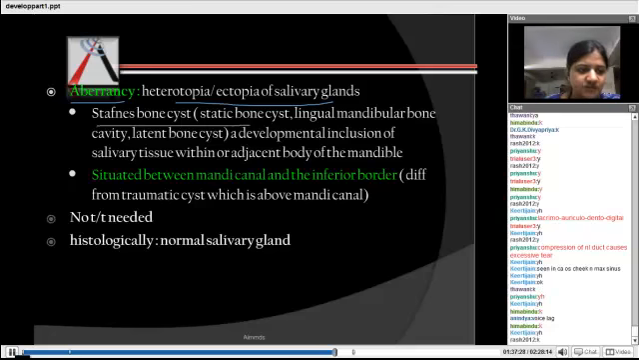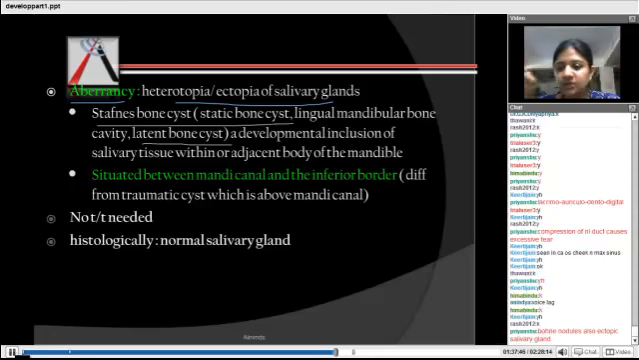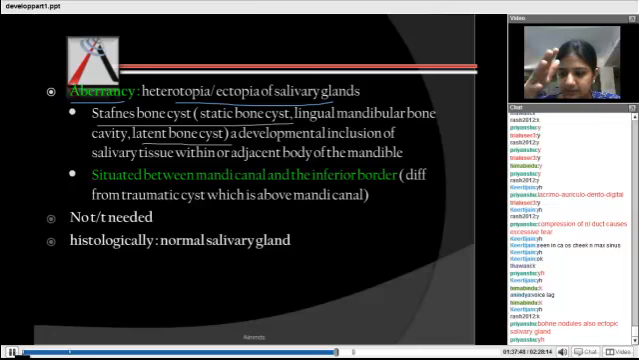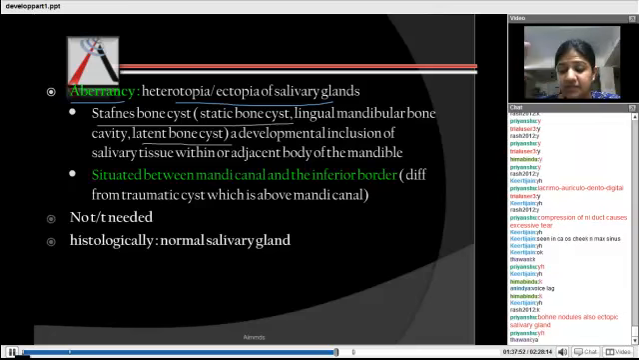And I come to Stafne's bone cyst, which is an important thing. All the other names of Stafne's bone cyst are important. It's also called a static bone cyst, lingual mandibular bone cavity, or latent bone cyst. What is it? It's basically the presence of salivary gland tissue in the body of the mandible. We always talk of a salivary gland being outside, right? But can we have a salivary gland within the bone? No. When we have it within the bone, we call it Stafne's bone cyst.